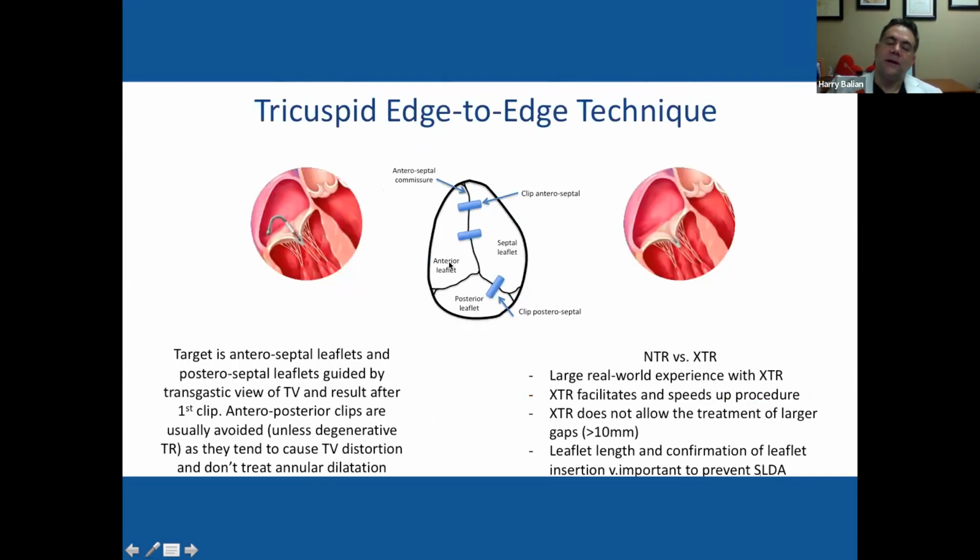And we can put a clip between the posterior and septal leaflet. We can put a clip between the anterior leaflet and septal. This is much more complex than the mitral valve, where you only have the anterior and posterior leaflets, and you're putting a clip in between either the A2 P2 junction, A3 P3, or A1 P1. But this one, you have a tri-leaflet, and you're putting clips in between the different leaflets.